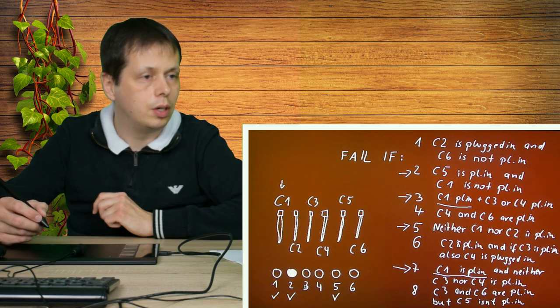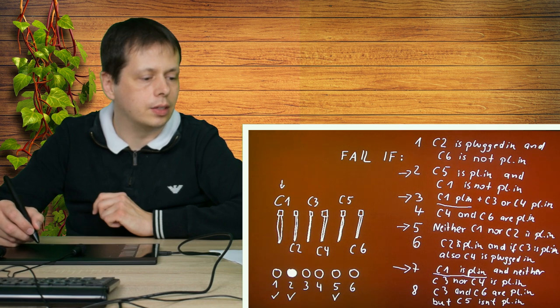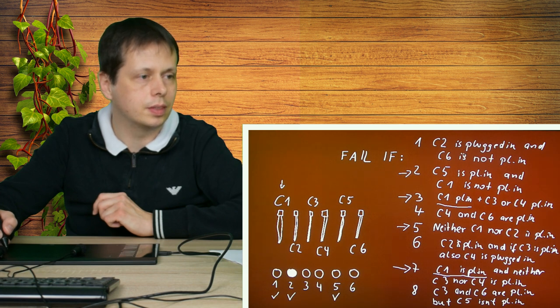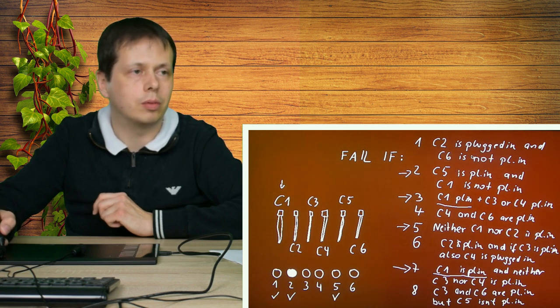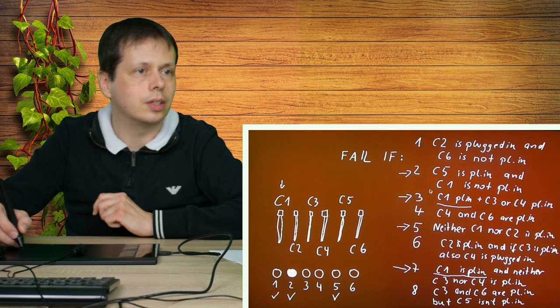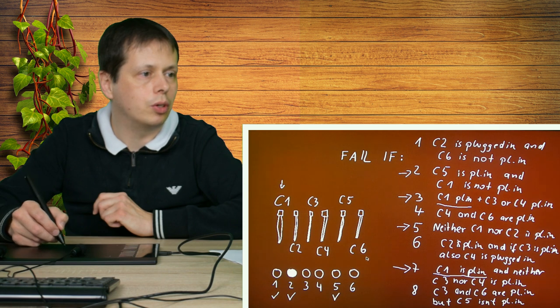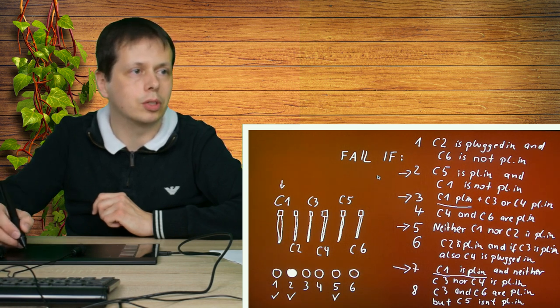And now we look for another condition where cable 2 is mentioned, and then you find condition 1. Cable 2 is plugged in, what we have right now, and cable 6 is not plugged in. So we know cable 2 is plugged in, so we also have to plug in cable 6, because otherwise we would have a fail because of condition 1.